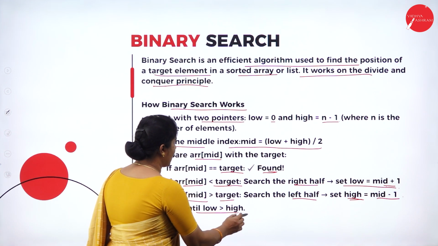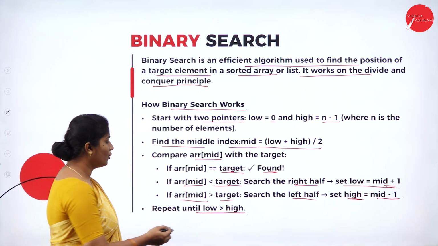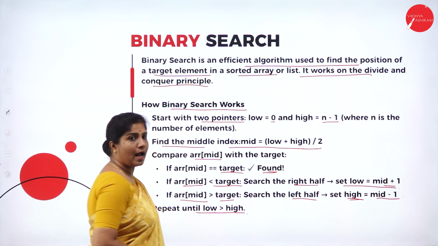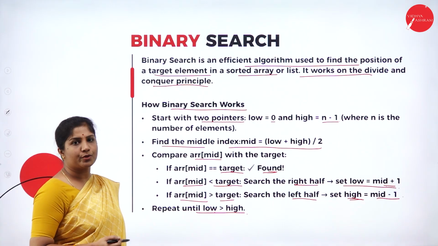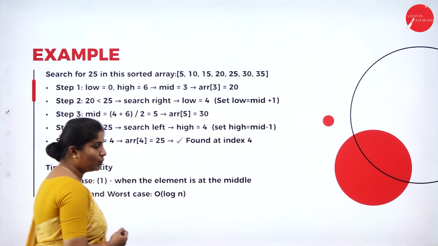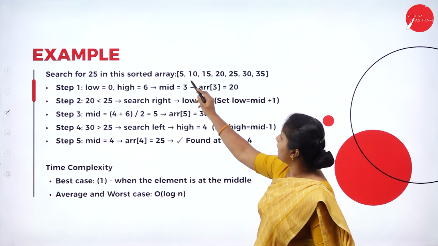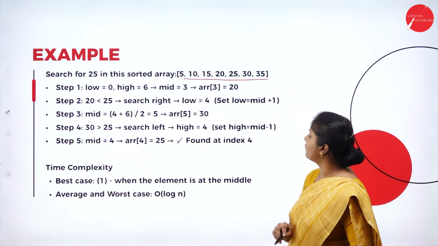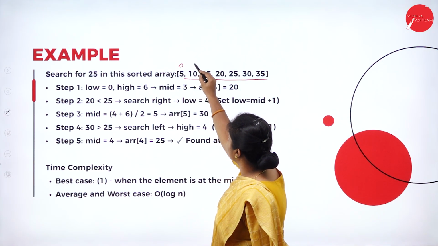So repeat this until low is greater than high. We need to repeat these steps to find the position of an element in an array. So let us have a look at a simple example. Here I have taken an array: 5, 10, 15, 20, 25, 30 and 35. Okay, so the array index starts from 0.